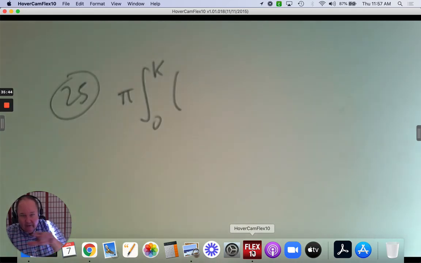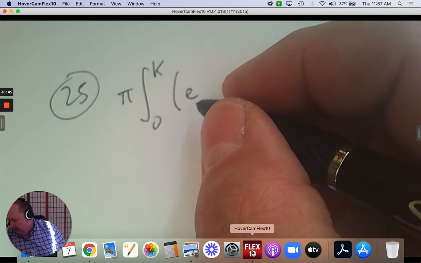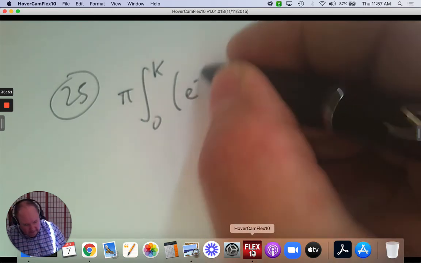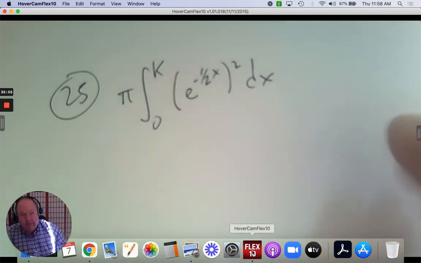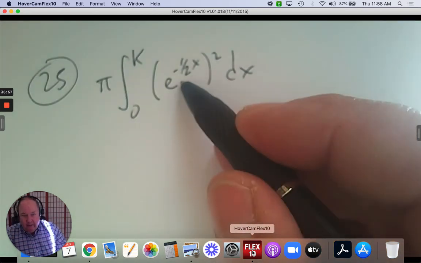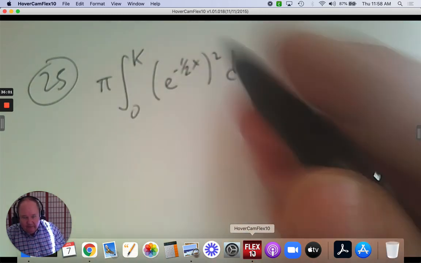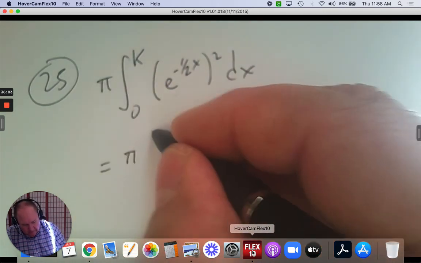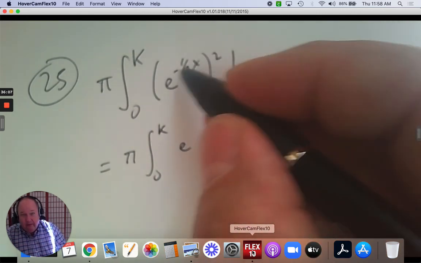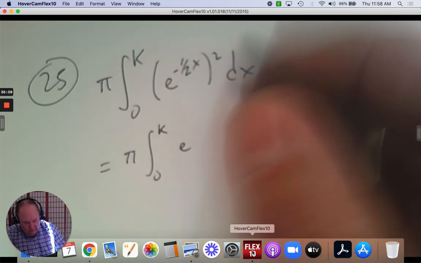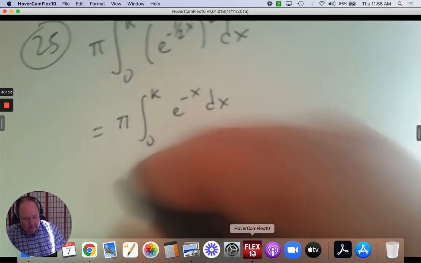That area has no gap, so it's not a washer. So it's e again to the negative x over 2, squared. So that represents the radius, the function. So there's pi r squared. And then I need to actually find the volume of that. So step 1 is I'm going to apply the 2, so it's going to multiply. So negative 1/2 times 2, this just becomes negative x. So not as bad as you thought.